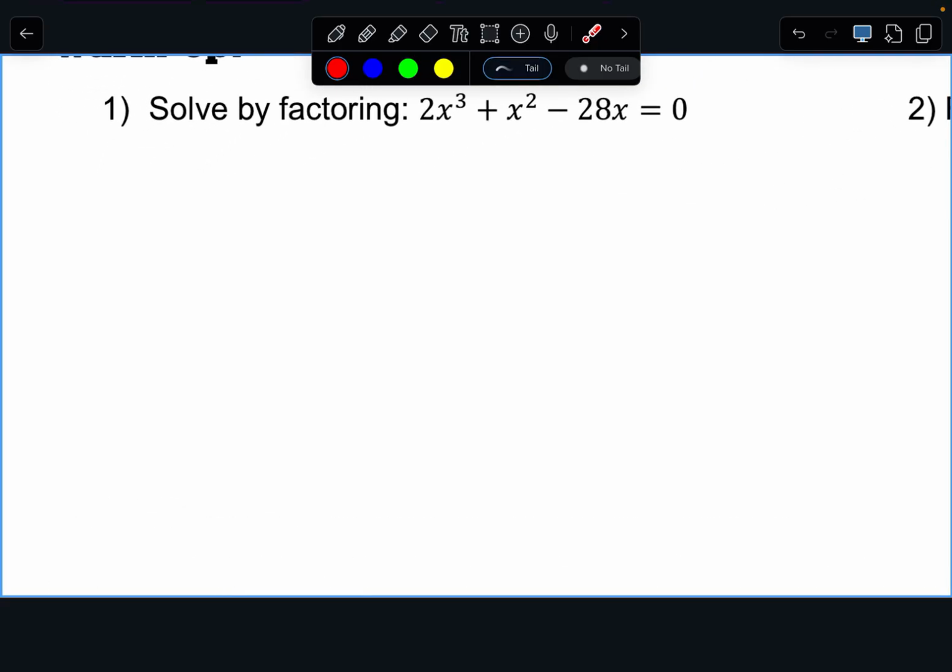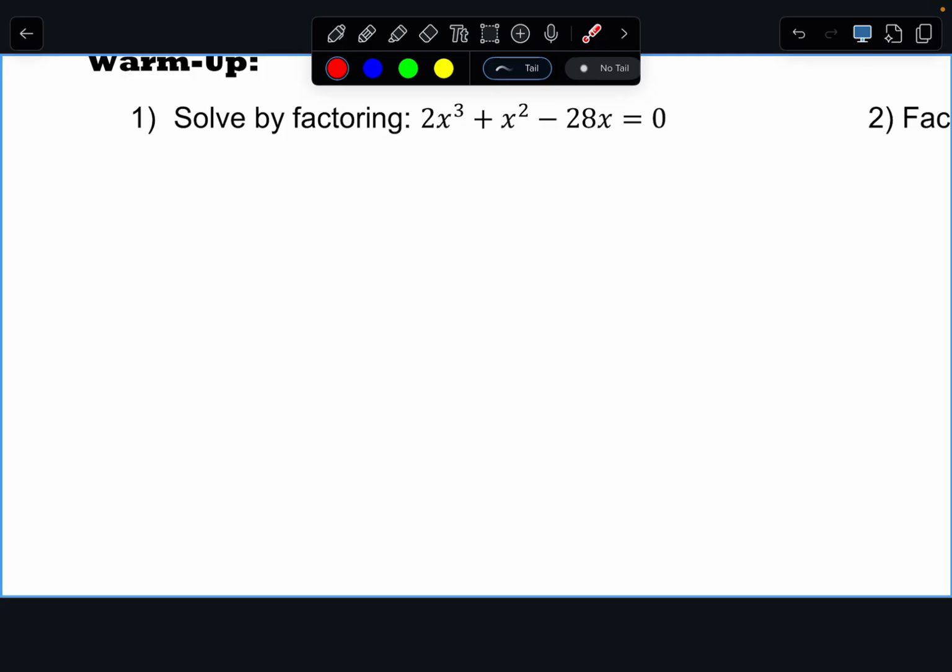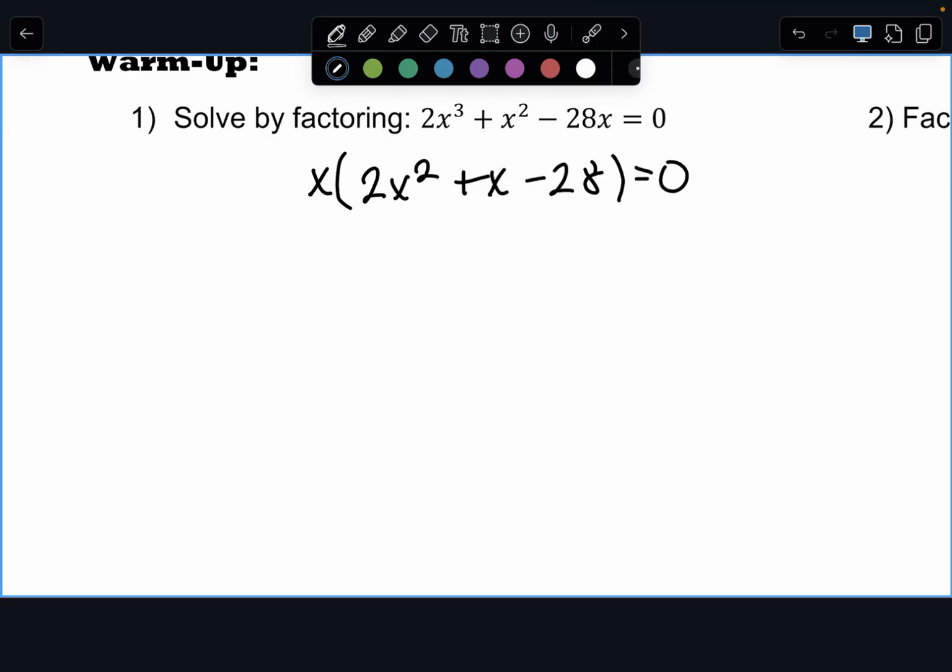But for this first one, if we wanted to factor it, first step to factor anything, what should I do? GCF. What's my GCF? X. Take out an X. We cannot divide off that X because we'd be dividing by something that we don't know what it is yet. So we have to keep it here on the outside as a GCF. We're left with 2x squared plus x minus 28.